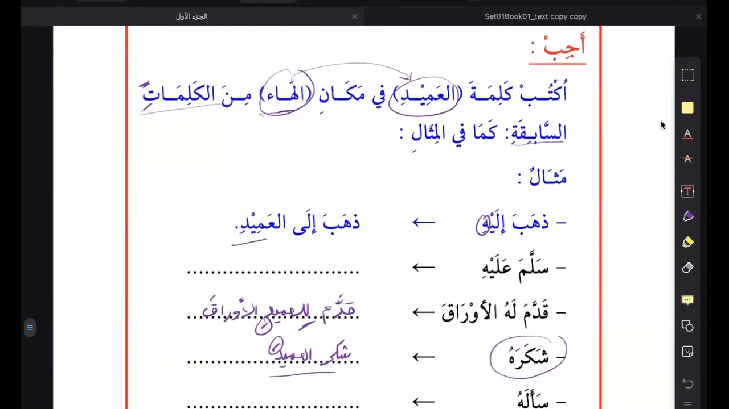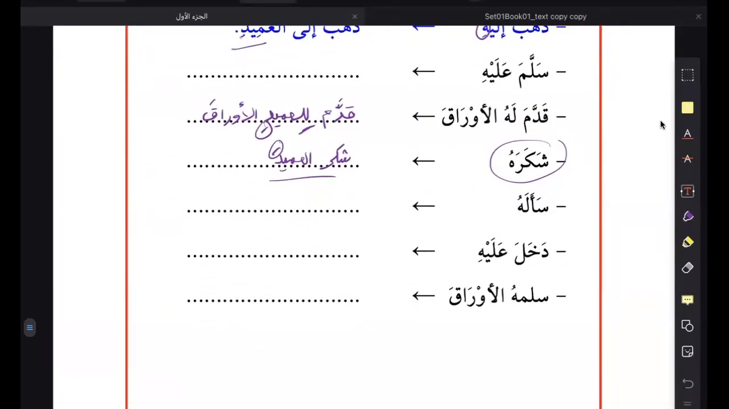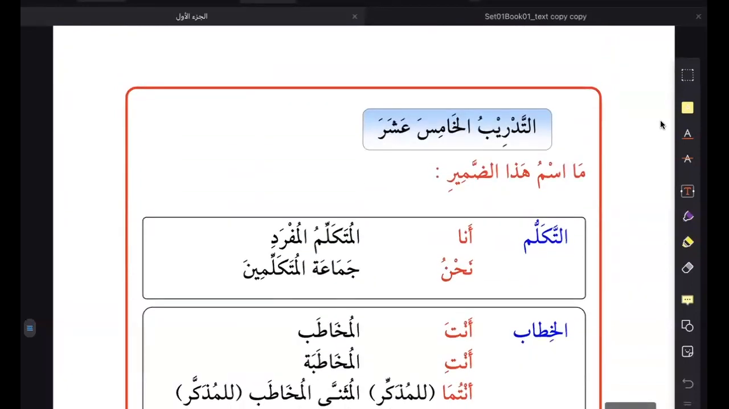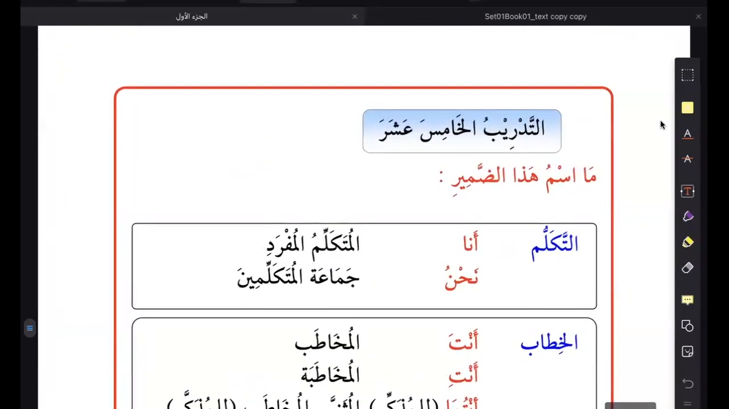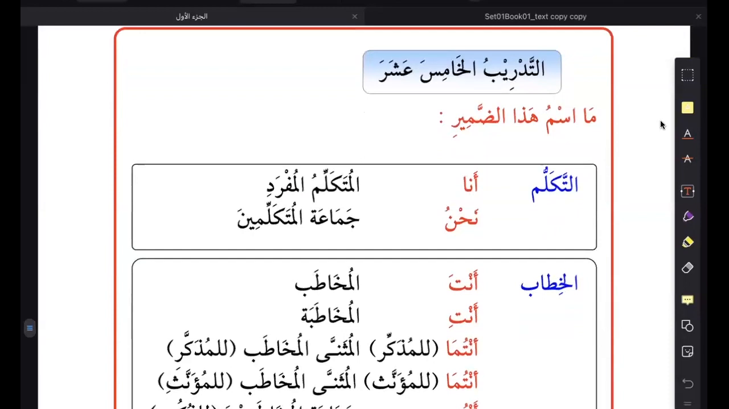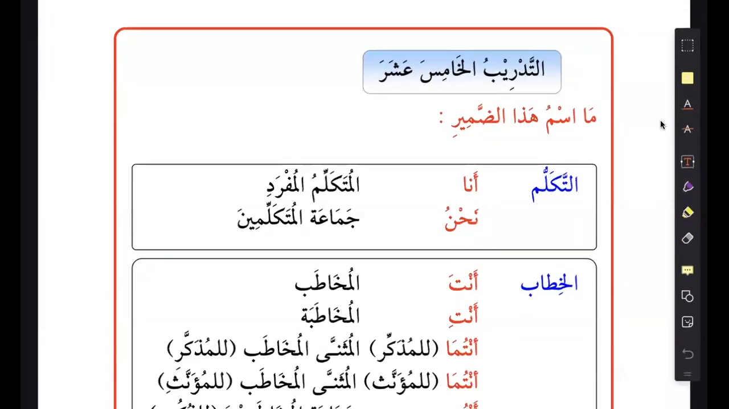Last time we finished this one. So inshallah we'll start from التدريب الخامس عشر, which is the 15th exercise. It says ما اسم هذا الضمير? What is the name of this?